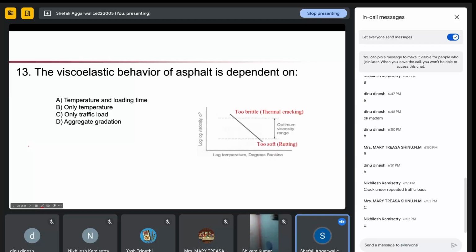Okay, so the next question is, the viscoelastic behavior of asphalt is dependent on temperature and loading time, only temperature, only traffic load, or aggregate gradation.